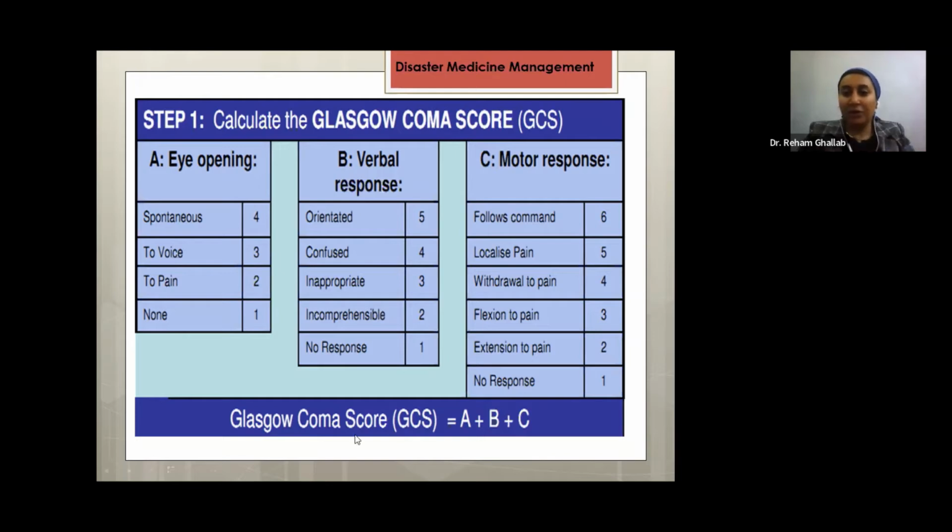So we calculate the number from eye opening, the number from verbal response, and the number from motor response. The Glasgow coma score is the sum of A, B, and C, out of 15. 4 and 5 is 9. 9 and 6 is 15. Okay, 15.